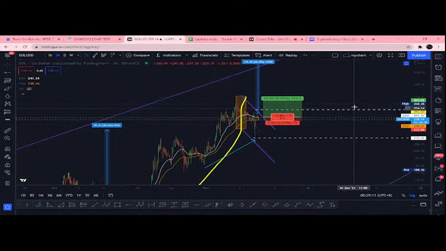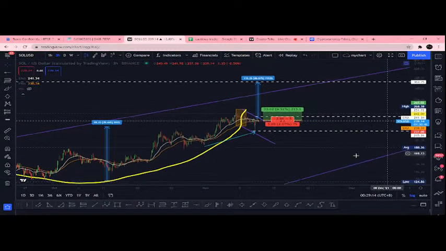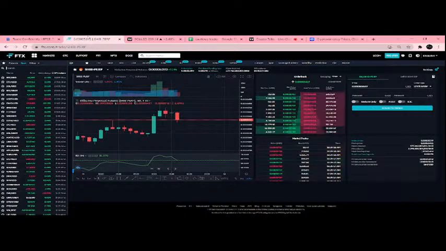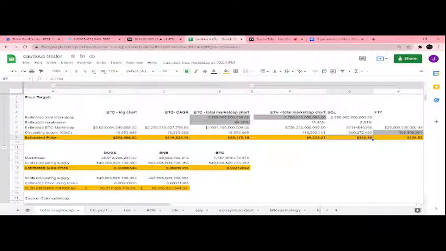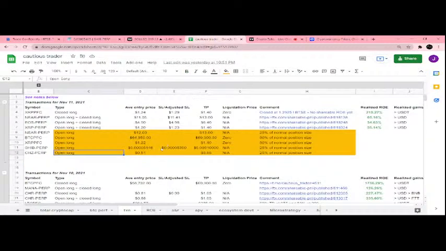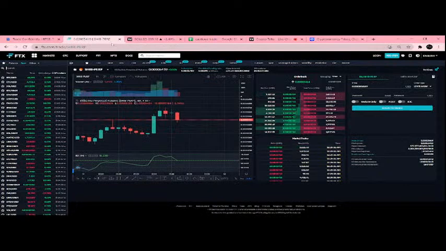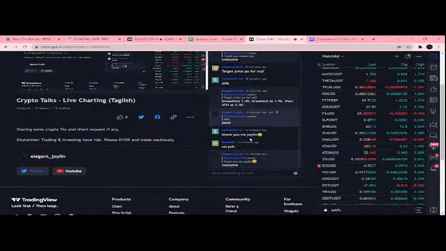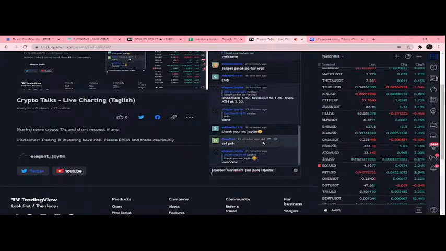So antayin ko lang siya to trade above EMA 30. Oh, it's already 5.3, so I might have gotten stopped out. So at least it's 5,300. Di pa siya na-stop out. Anyways, so done na si Solana. Done.